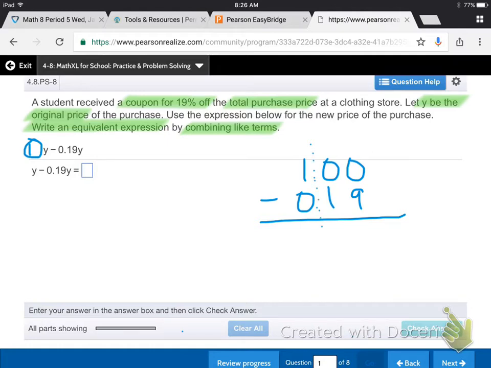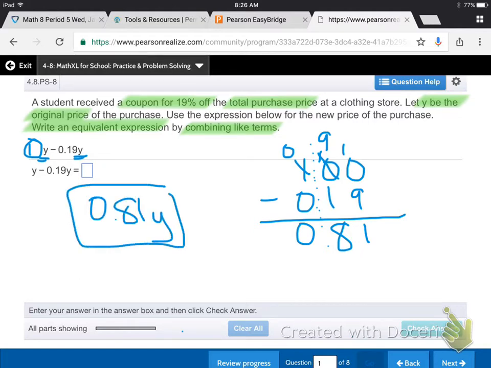Okay, so 0 can't take away 9, but 10 can. We had to borrow from the 0 to make it 10, which means we need to borrow from the 1 and make it 0. 10 minus 1 is 9. But we had to, oh, no, I made a mistake, didn't I? We had to borrow from that 10 to make it 9, so we could make the 0 10. Okay, so 9 minus 1 is 8, and 0 minus 0 is 0. So we have 0.81, and then since both terms have Y in them, they're like terms, and so that means 0.81Y. You guys know how to do that.